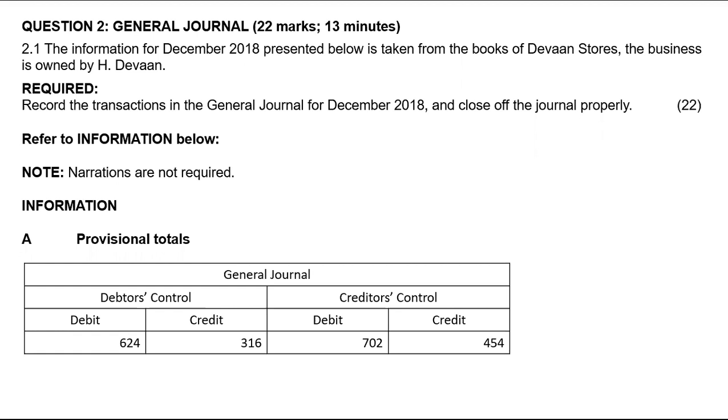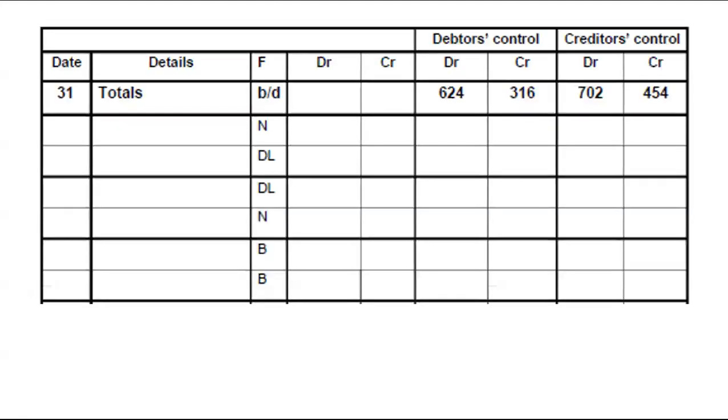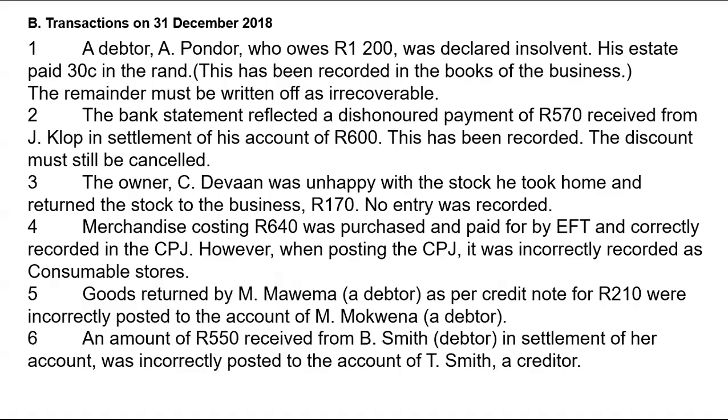And we are given provisional totals. With the provisional totals, I'm going to take them straight to my general journal and record them there as totals brought down. Let us go to the first transaction.